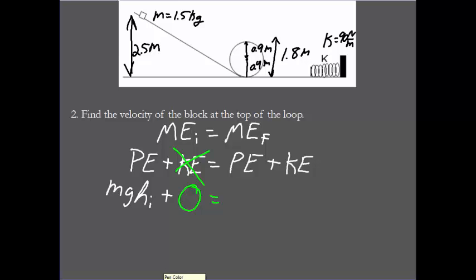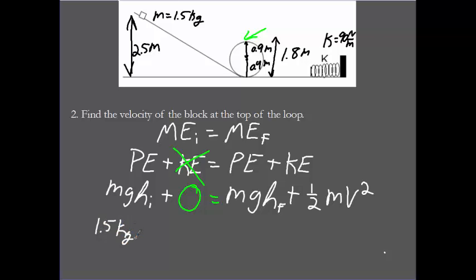Potential energy, mgh final, that would be at the loop right there, plus kinetic energy is 1/2 mass times velocity squared. And that's what we're looking for, the velocity. I think we're ready to plug in numbers. We're ready to plug in the values.